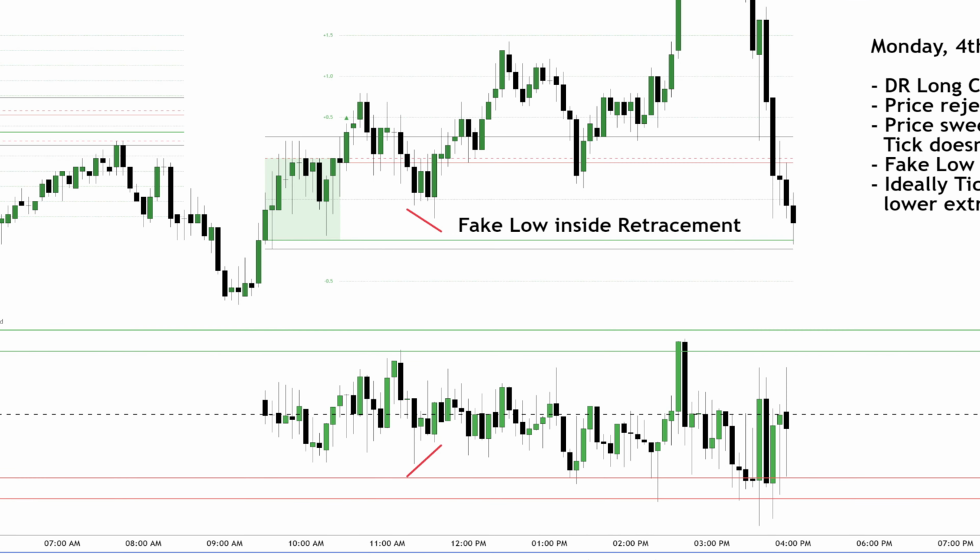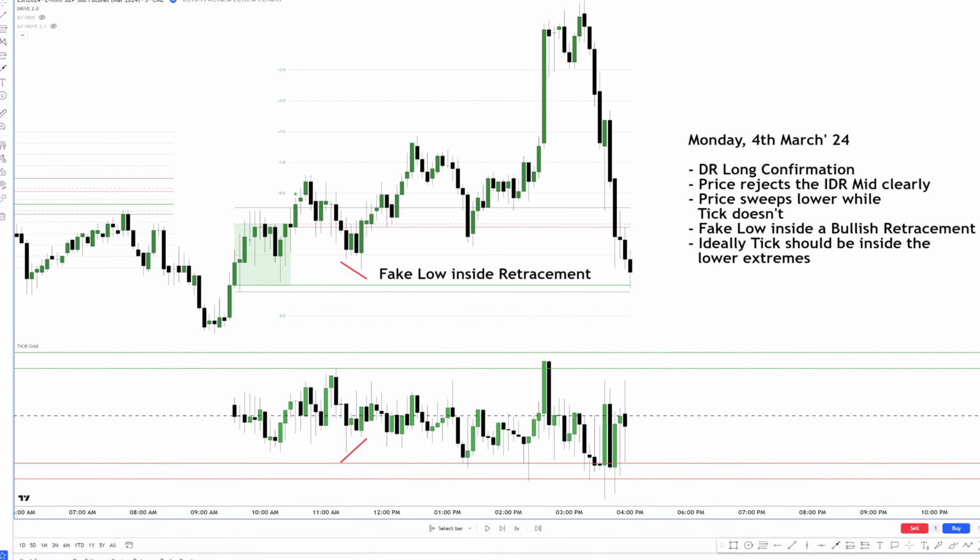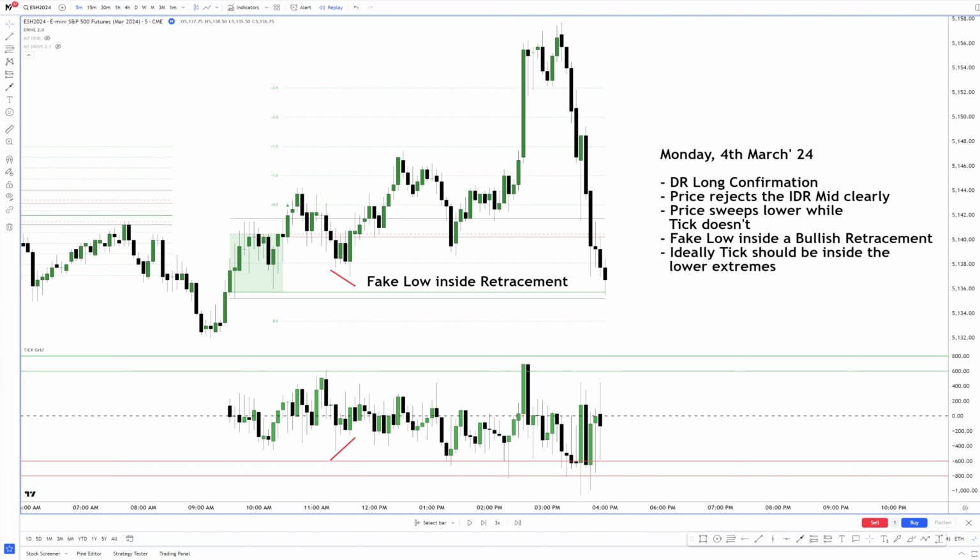We have a DR long confirmation and price is clearly rejecting the IDR mid several times. We have one last push lower in price and an immediate close above the IDR high, while tick is not making a lower low. That's a strong signal, especially with the immediate close above the IDR high.